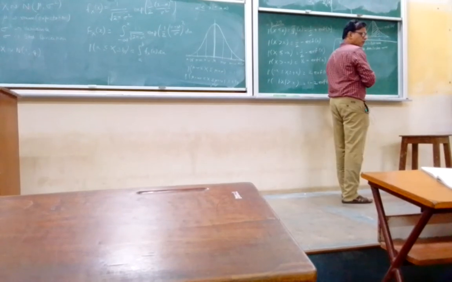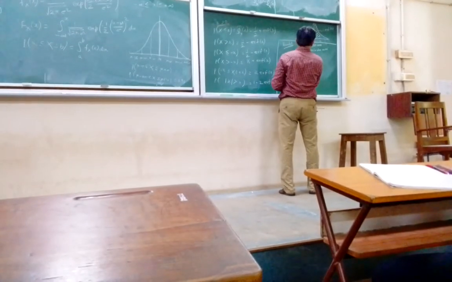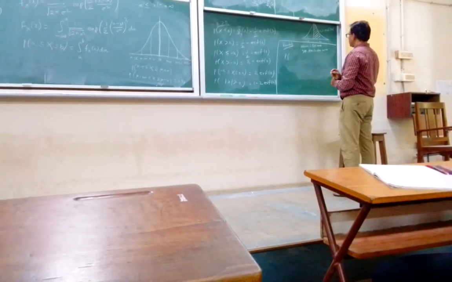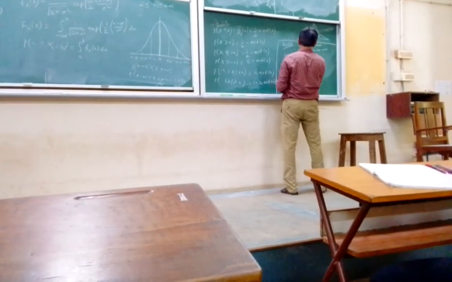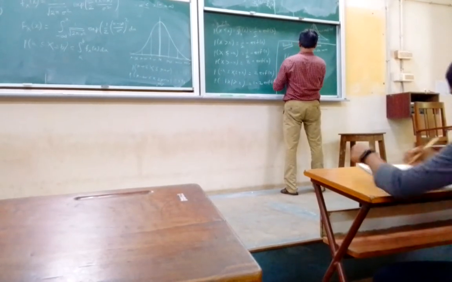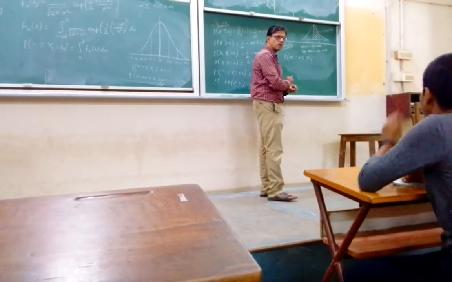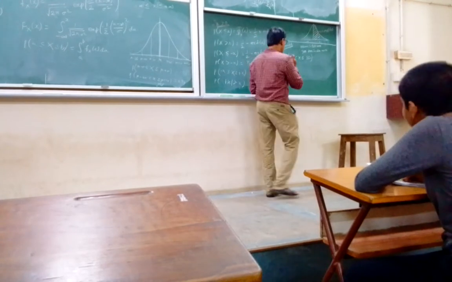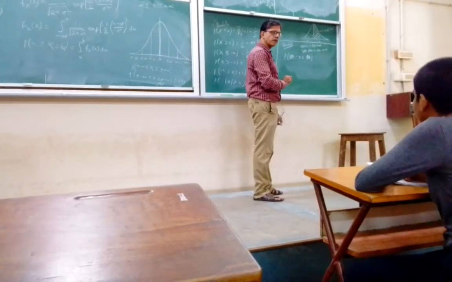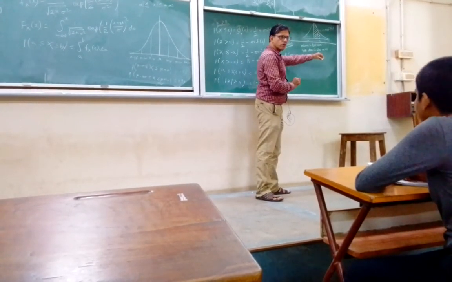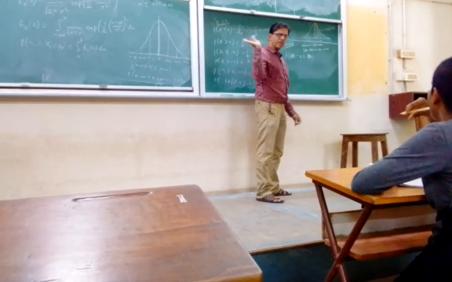How do we find it? Suppose I want to find the probability that the rainfall is between, taking the same thing, 50 and 90. This is what we want to find. How do we compute it? We cannot easily compute it. We don't have a table for this arbitrary mean and deviation. We only have it for the standard one.